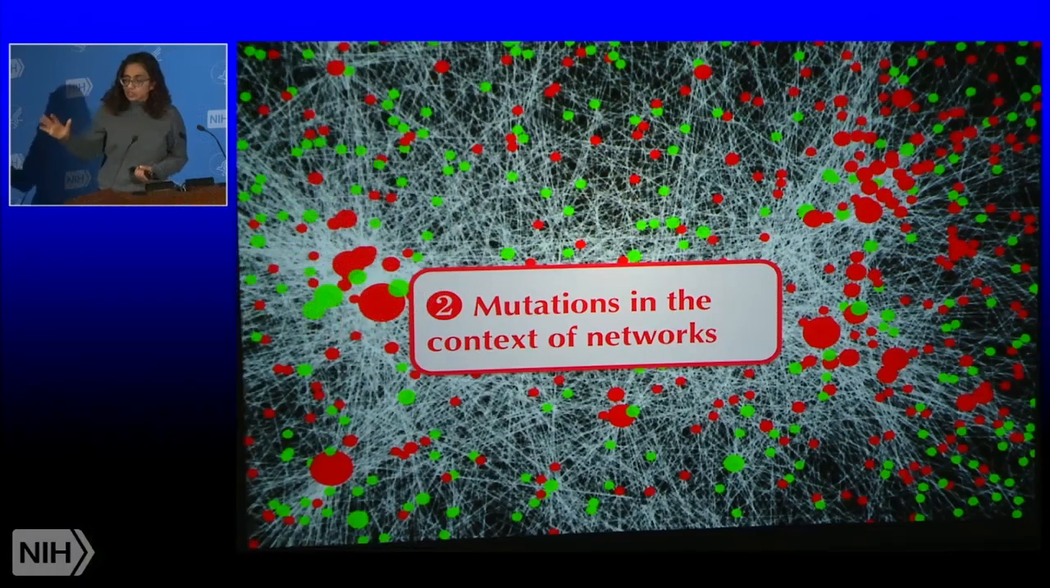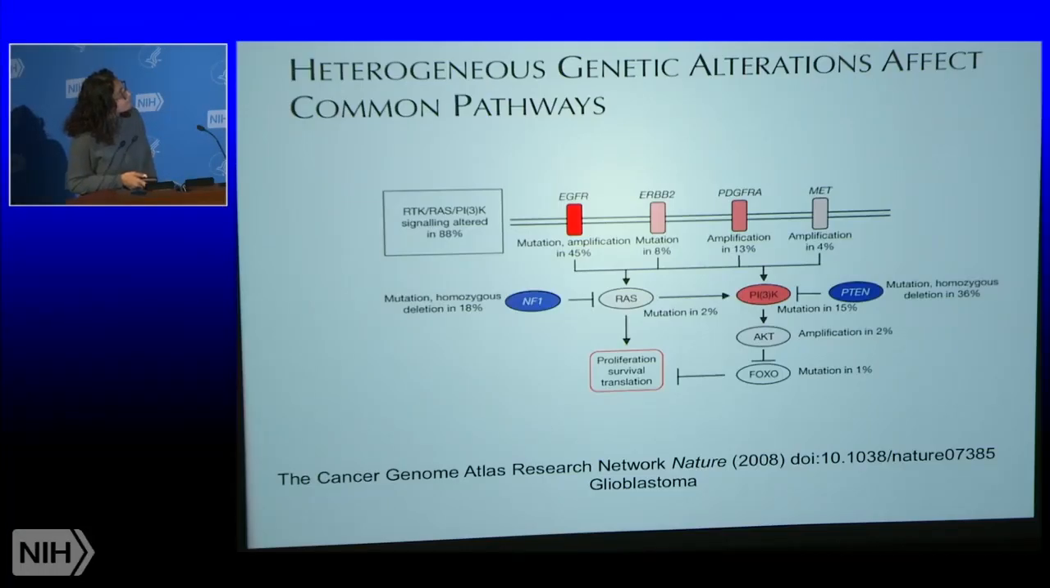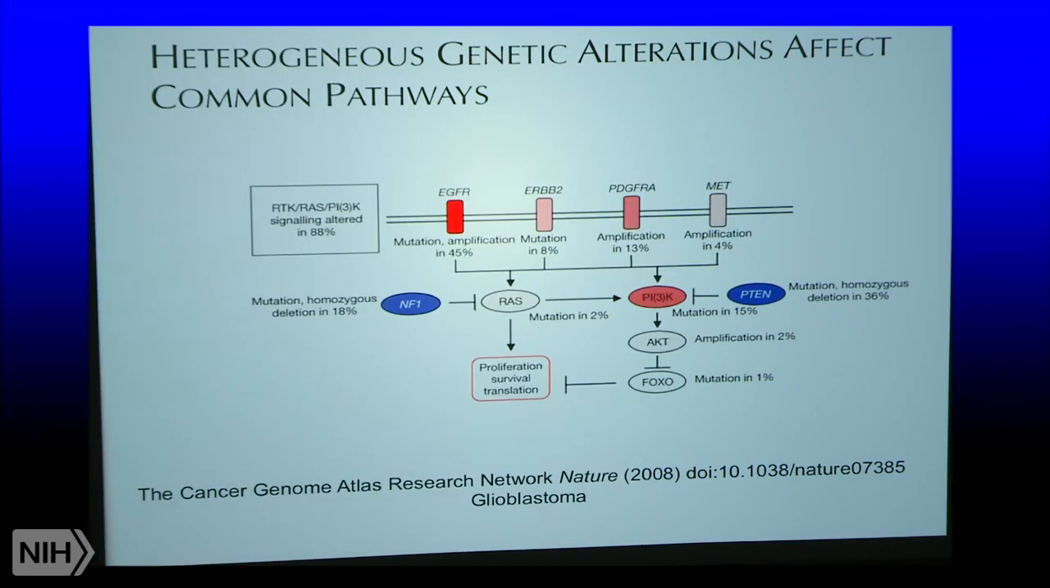Okay, so now I want to switch to the second type of thing that we've been thinking about. So the first type was really focusing on mutations and whether they disrupt or add new interactions. Now I want to think about mutations in the context of these large-scale biological networks. So what I've told you about thus far has looked at each gene one at a time. But it's well known that cancer is a disease of pathways. And so here's an example from the TCGA glioblastoma paper. And it's showing this signaling pathway that's altered in 88% of the tumors that were sequenced.